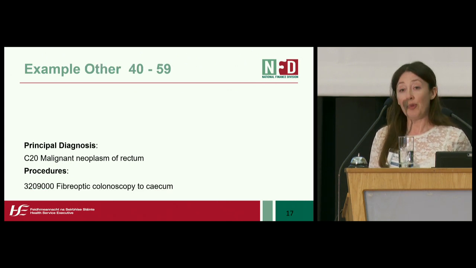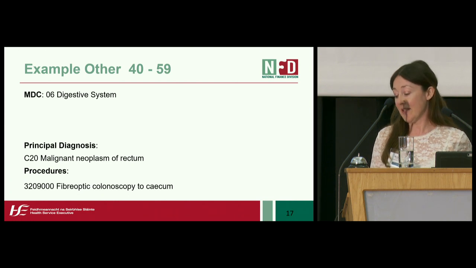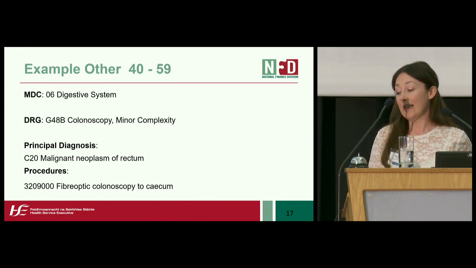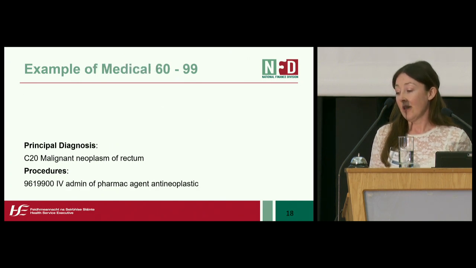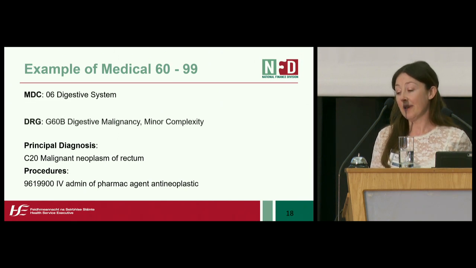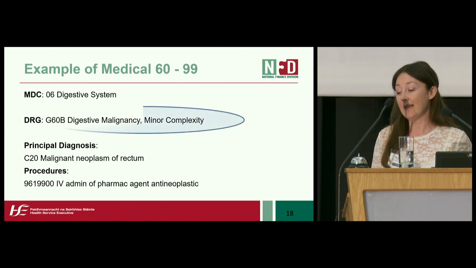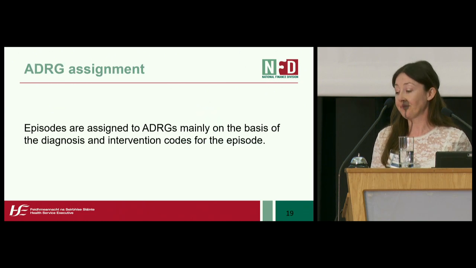For other, the same principal diagnosis, but the procedure here is a colonoscopy. The MDC remains the same, it's the digestive system, and the DRG is G48B, the 48 saying it's another partition, and then the complexity level is the letter at the end. For medical, 60 to 99, a patient with the same diagnosis had chemotherapy. MDC remains the same, and the DRG is G60B, 60 stating that it's a medical case.